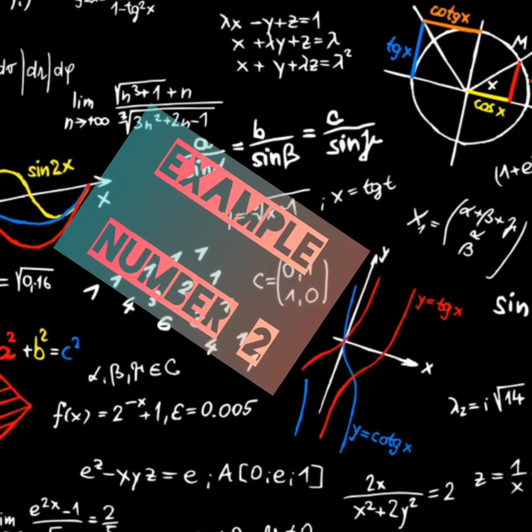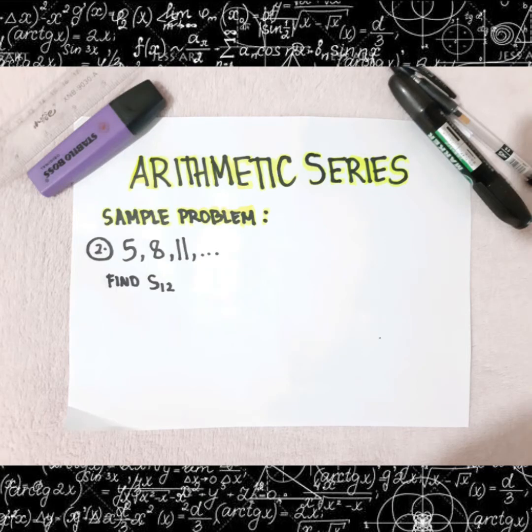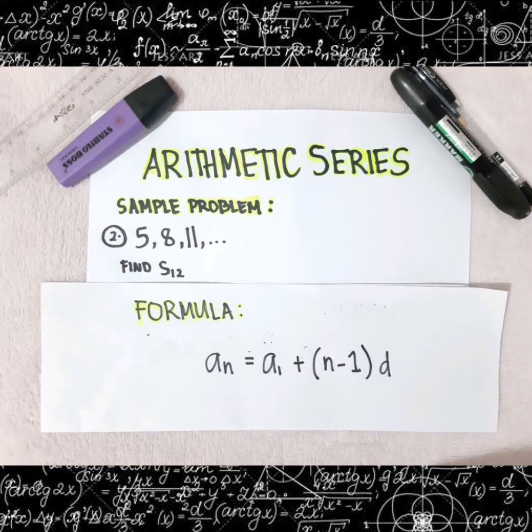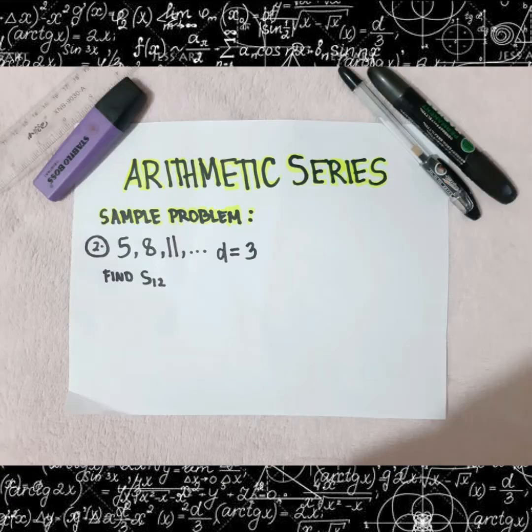Example number 2. For the second problem, the sequence is 5, 8, 11, and we need to find S sub 12. Since only the first 3 terms of the sequence are given, we need to look for the 12th term with the formula a sub n is equal to a sub 1 plus n minus 1 times d. The common difference of the sequence is 3, since the second term 8 minus 5, which is the first term, is equal to 3.